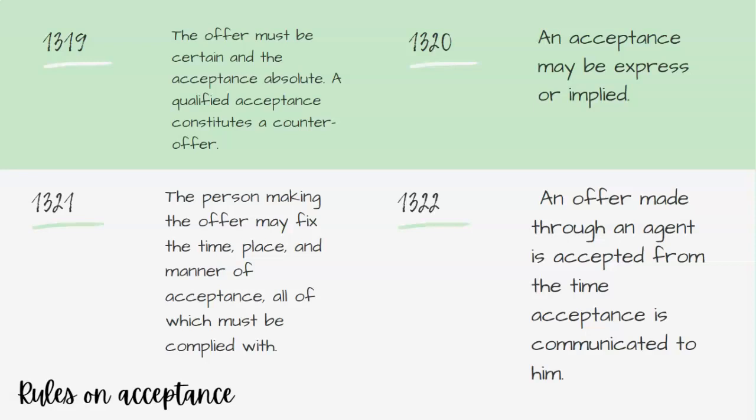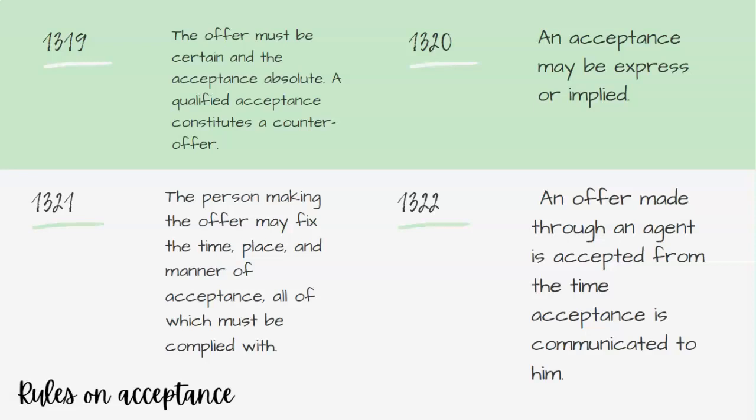If an offer is made through an agent, it is accepted from the time the acceptance is communicated to him. So, if an offer has been made through an agent, it is deemed accepted, since by legal fiction, the agent is the extension of the personality of the principal. In other words, one who makes an offer through a particular channel or agency impliedly authorizes an acceptance through the same channel or agency. This is the rule unless the contrary is provided in the terms of the offer.